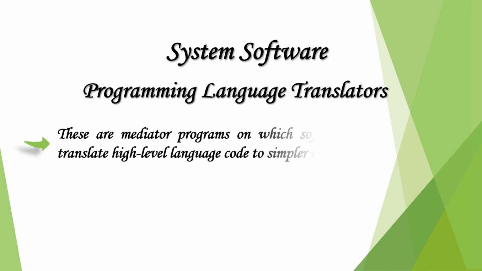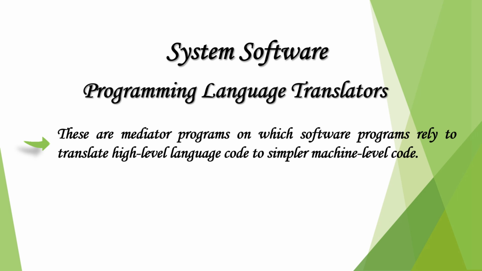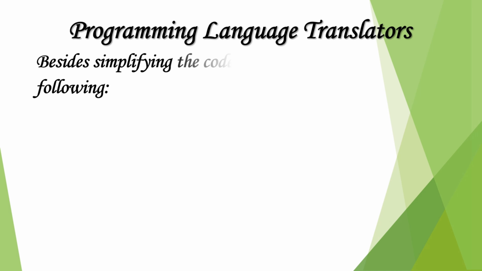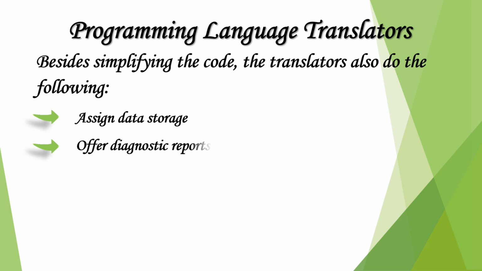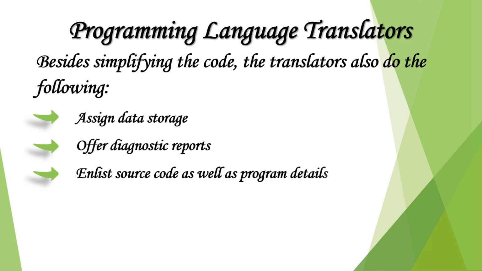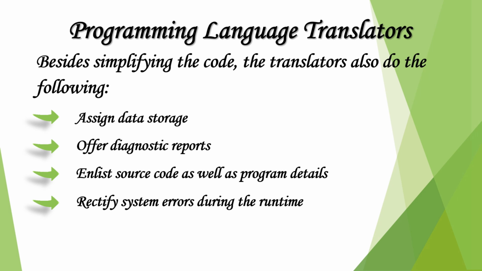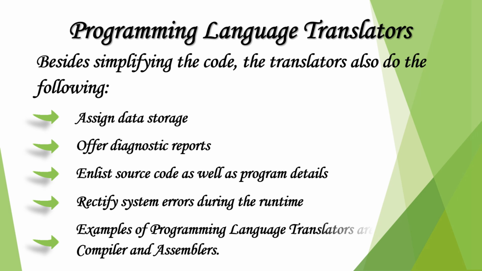Programming language translators. These are mediator programs on which software programs rely to translate high-level language code to simpler machine-level code. Besides simplifying the code, the translators also do the following: assign data storage, offer diagnostic reports, enlist source code as well as program detail, and rectify system errors during the runtime. Examples of programming language translators are interpreters, compilers and assemblers.